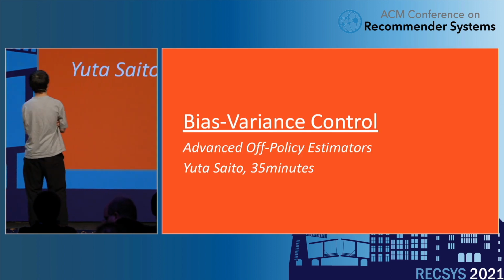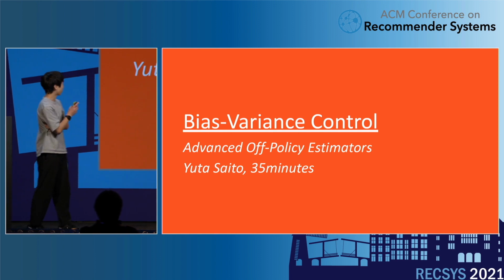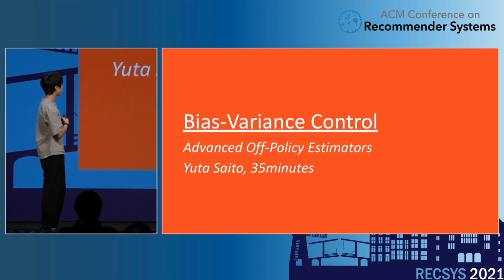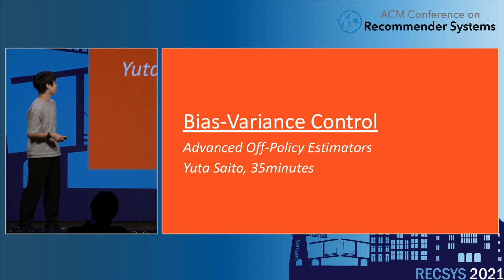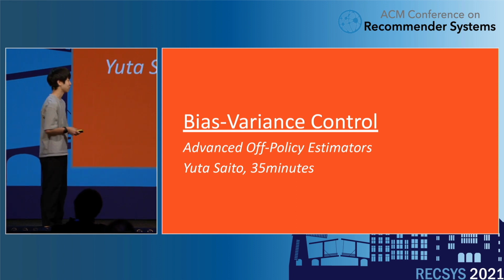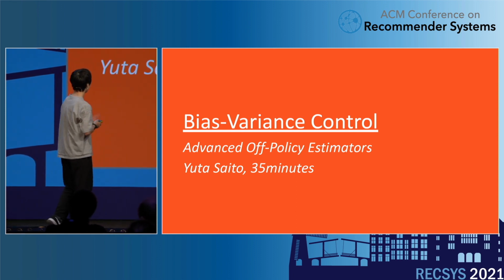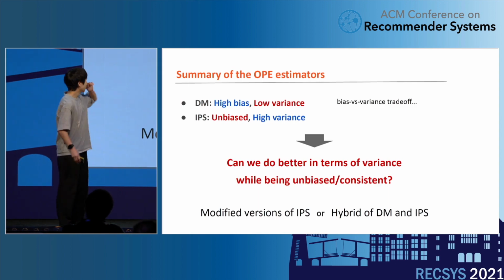Sure. So I'm going to take over here, and let's look at the more advanced bias-variance trade-off control. There are lots of interesting, exciting, and advanced methods in the recent off-policy evaluation community. So let's look at that. This part is going to be 35 or 40 minutes. So let me wrap up the previous section.